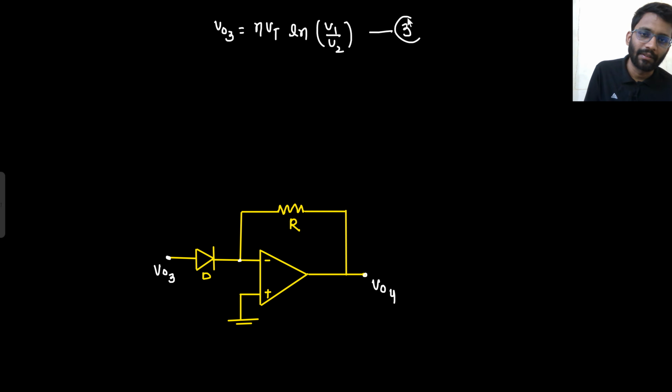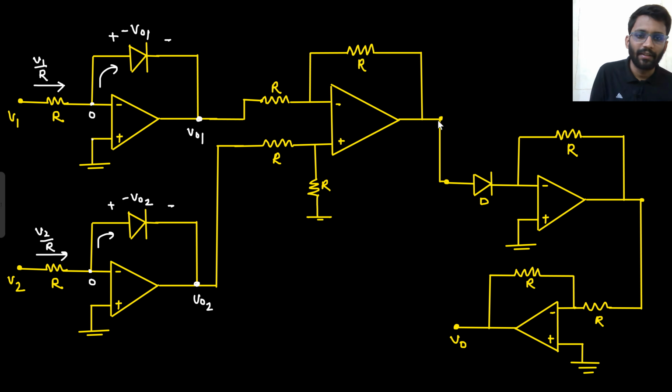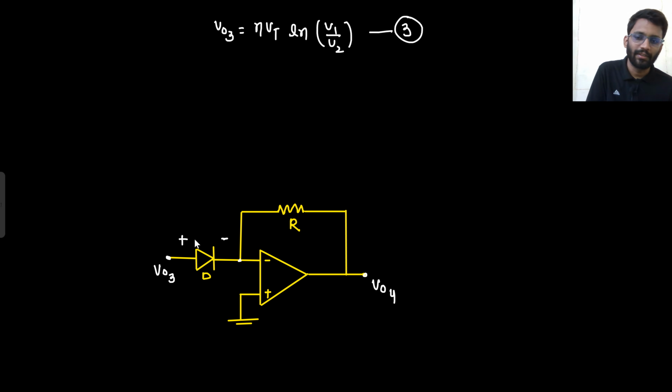This is equation 3, right? This V03 is being fed to this stage, and we are assuming that finally we are going to get V04. So this will be your V04. V03 is fed to this stage, so the forward voltage drop here is V03, right? And let's just assume the current here is ID. The same current ID will be flowing through this resistance.